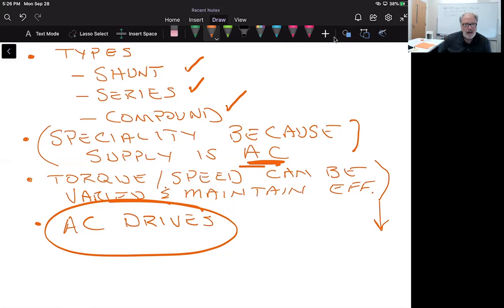Nevertheless, there are, he says, millions of DC motors that are still in service, and thousands are still being produced. So we're going to spend this chapter 5 investigating these machines to some pretty good detail.